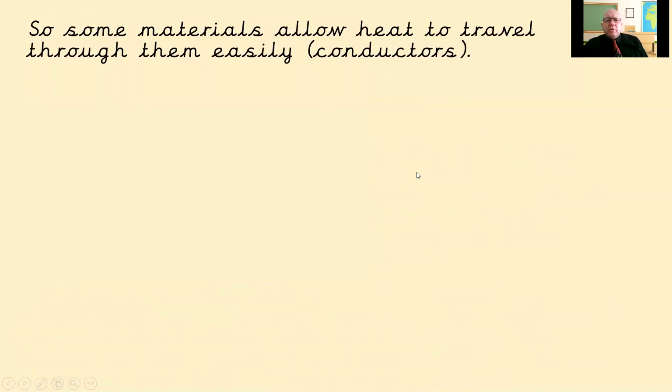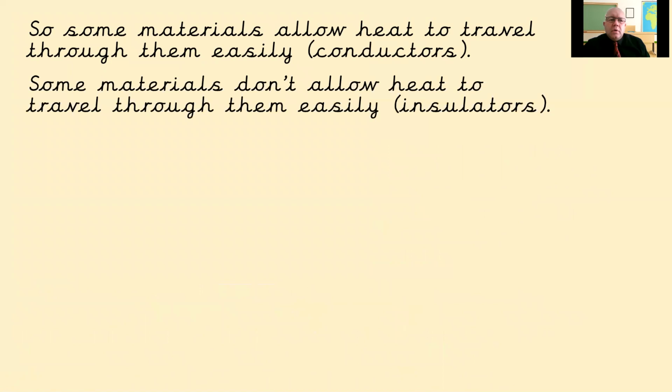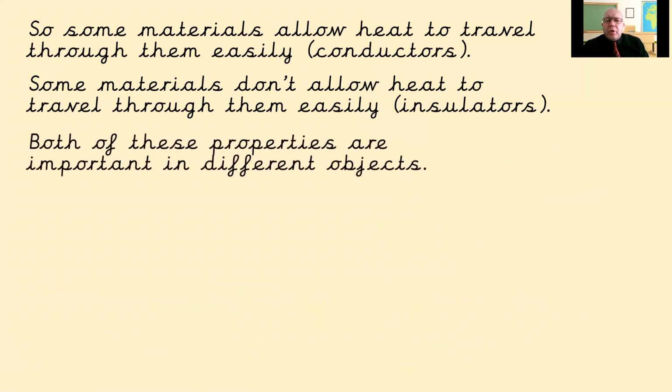Now, some materials allow heat to travel through them easily. Those are the conductors. But some materials don't allow heat to travel through them easily, we call these insulators. Both of these properties are important, but for different reasons in different objects. So manufacturers need to understand if a material is a good conductor or if it's a good insulator.